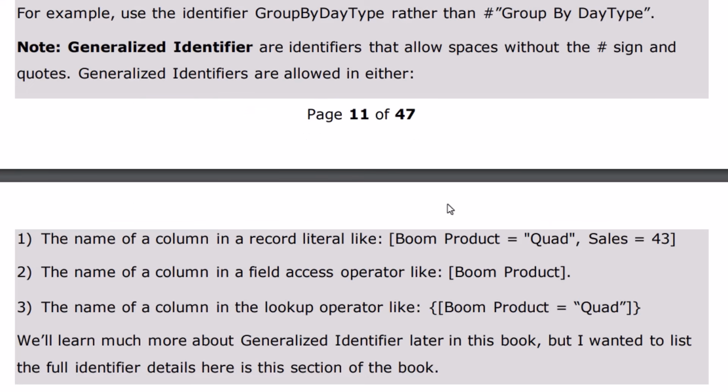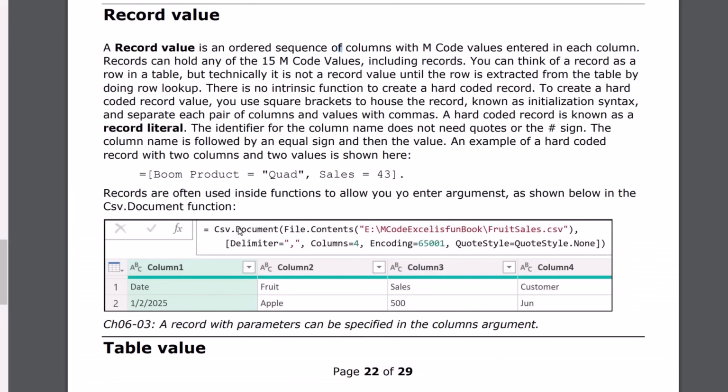Now on page 11 in our PDF notes, there's actually 3 situations where you can use a generalized identifier. As we were just looking at, you can definitely use a generalized identifier with spaces, without that pound, inside a record, inside the field access operator, and also there's a lookup operator, which we haven't looked at, but we'll look at later. And records are often used inside of functions like Csv.Document, square bracket, and then you enter things for each argument. And when we look up a row in a table, it returns a record value. And we'll get to see that when we study Code Lookup.